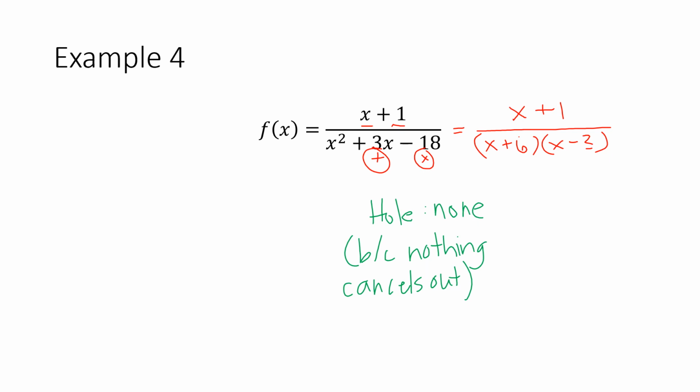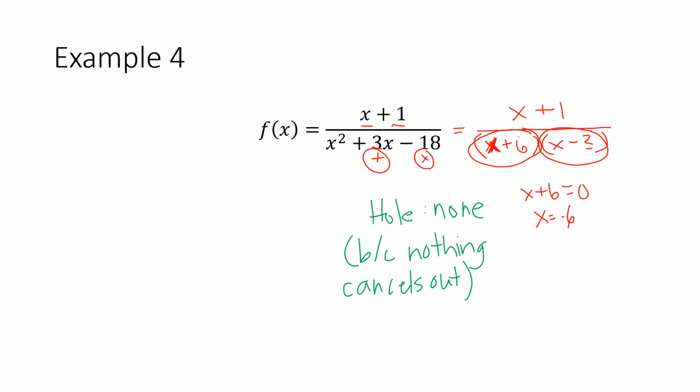But we do still have some stuff in the denominator. In fact, we have 2 factors in the denominator. Remember, the big rule is you cannot divide by 0. So I'm going to take the x plus 6 and I'm going to set that equal to 0. It's going to give me x equals negative 6. If you plug in negative 6 here, negative 6 plus 6 is 0, and you cannot divide by 0.